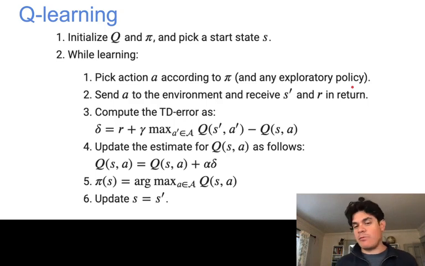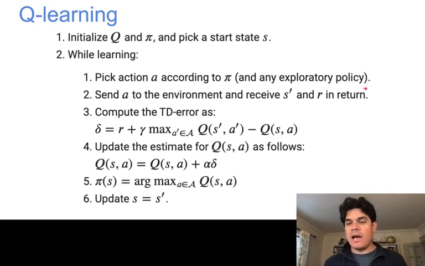What this means is that we may pick the action according to the policy pi with probability 1 minus epsilon, and epsilon percent of the time we're going to pick an action randomly. We're going to send the selected action to the environment. The environment is going to return our next state and a numerical reward or cost. And now we're going to compute the temporal difference error, and we're going to save it in this variable delta.